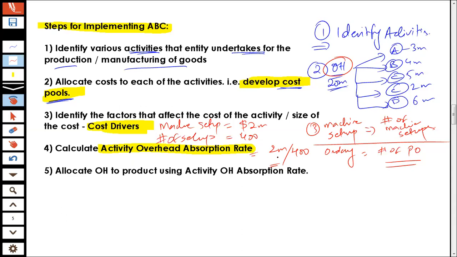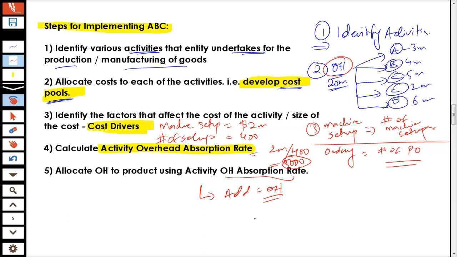So what does it turn out to be? Can somebody please help me with it? Okay, so it turns out to be $5,000 per setup. And lastly, once you have the overhead absorption rate for each of the activities, you would add up these overheads to the products.